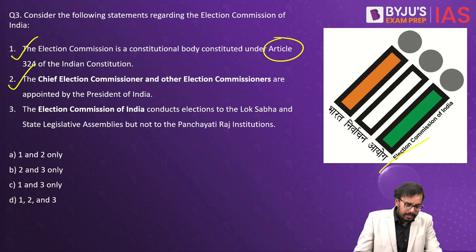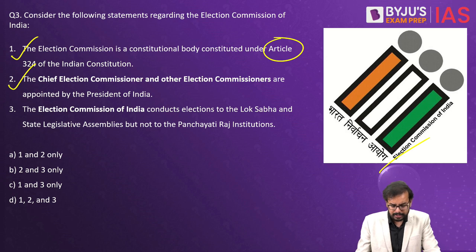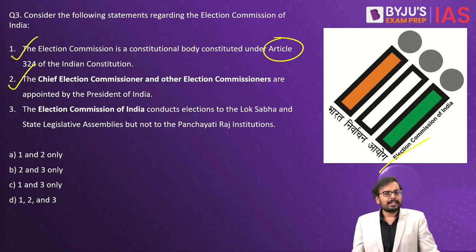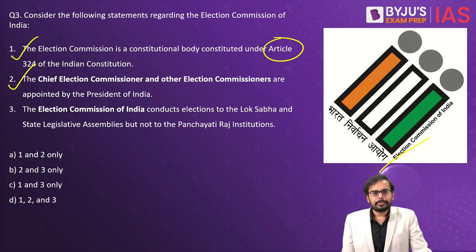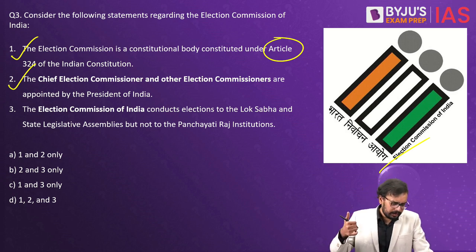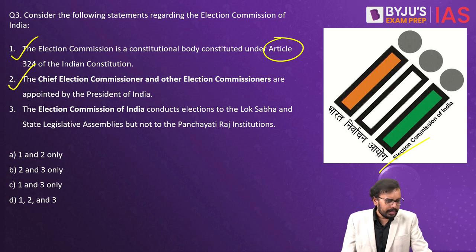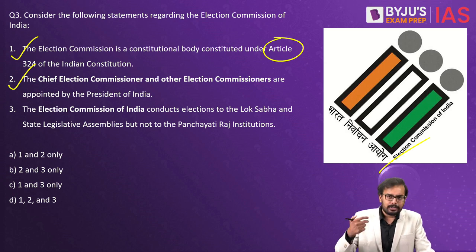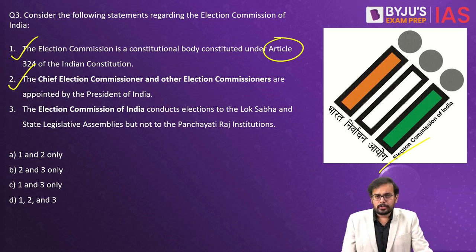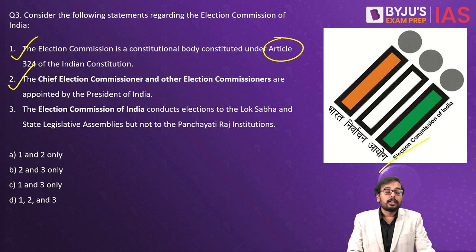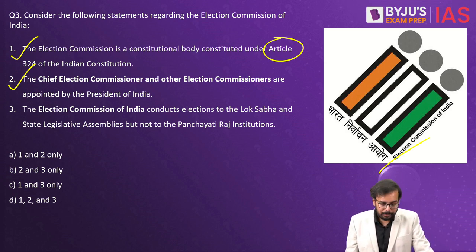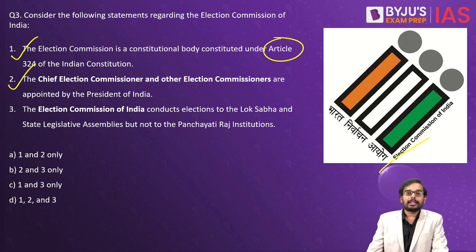What about statement 3? The Election Commission of India conducts elections to the Lok Sabha and the state legislative assemblies, but not to the Panchayati Raj institutions. Is it so? The Election Commission doesn't conduct elections to the panchayats or municipalities. Recently we had the Rajya Sabha election, which was conducted by the ECI. State legislature and Lok Sabha elections are also conducted by the Election Commission of India. But what about panchayats and municipalities? The Election Commission does not conduct them. So who conducts elections to the Panchayati Raj and municipalities? It is the State Election Commission.